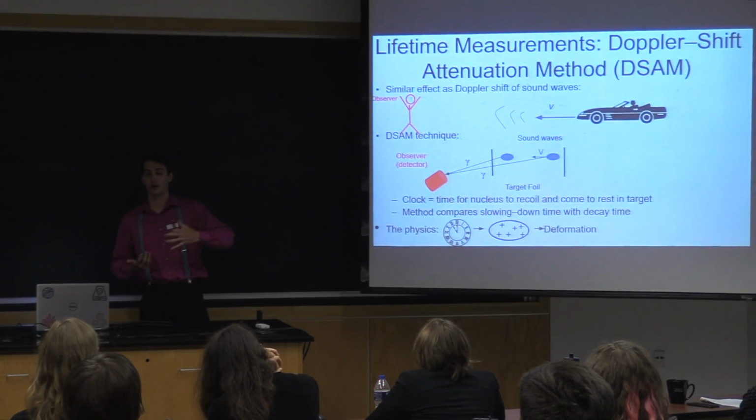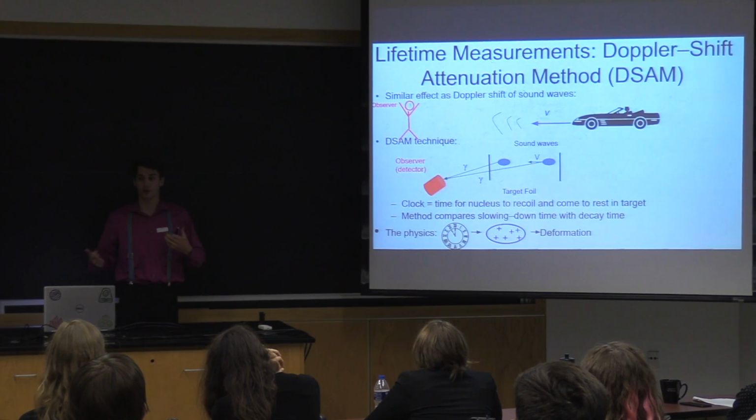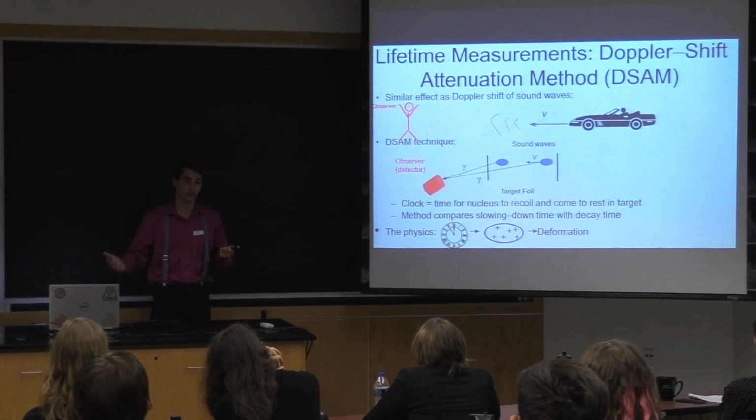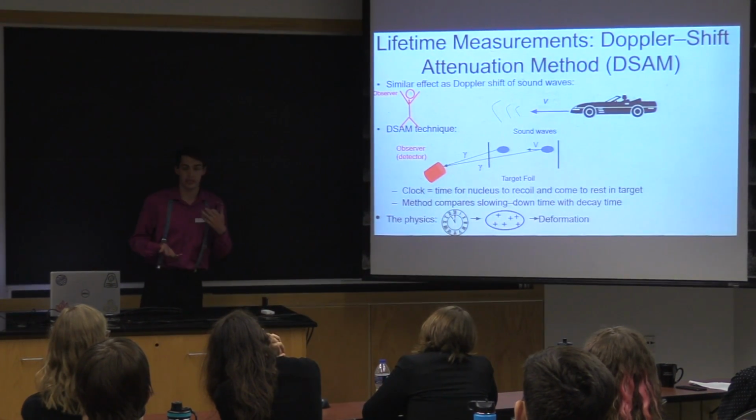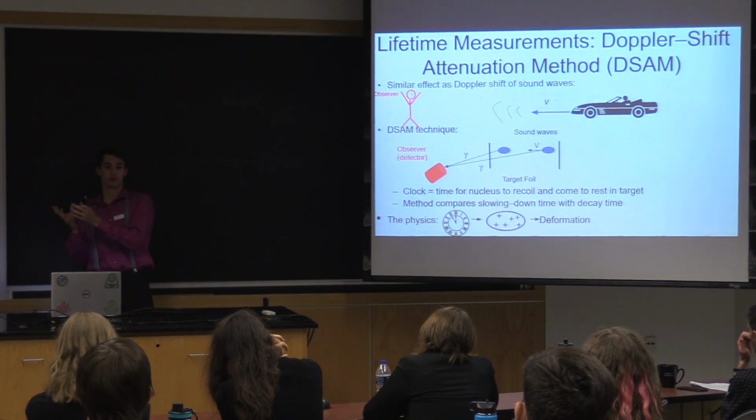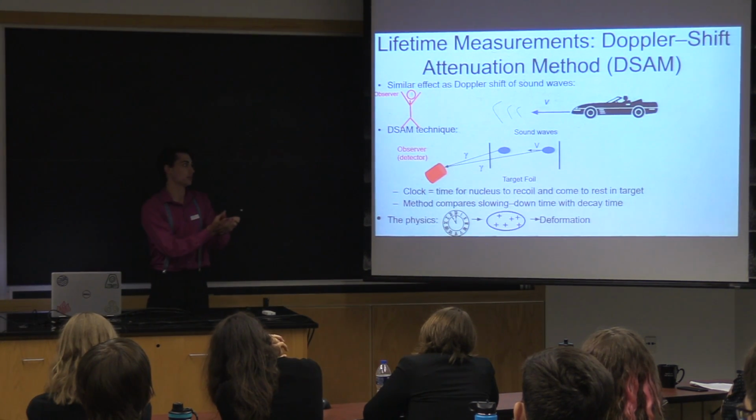Just like if you had a car emitting a sound moving towards you, the frequency or the pitch of that sound would be increased as it moves towards you. The same thing happens to a gamma ray if the target nucleus that's emitting the gamma ray is moving towards the detector.